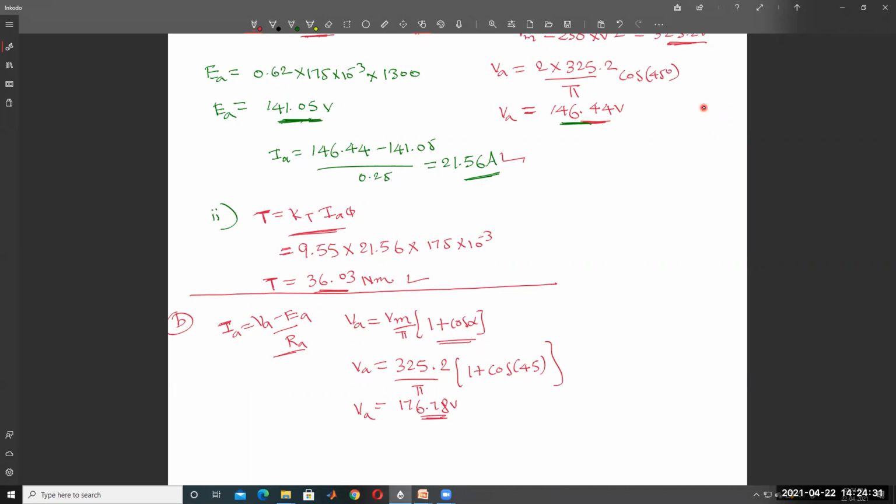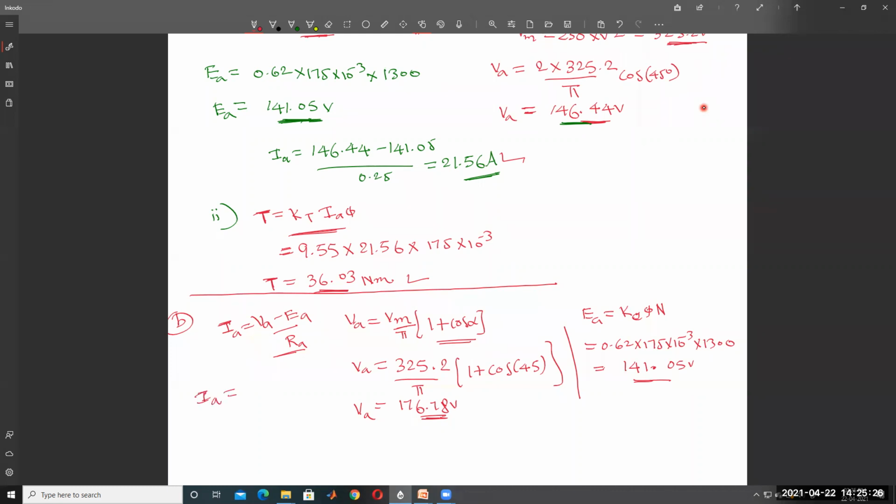Similarly, EA is equal to K into phi into N. Motor constant is the same, 0.62 into 175 into 10 to the power of minus 3 into 1300 speed. We will get 141.05 volts.